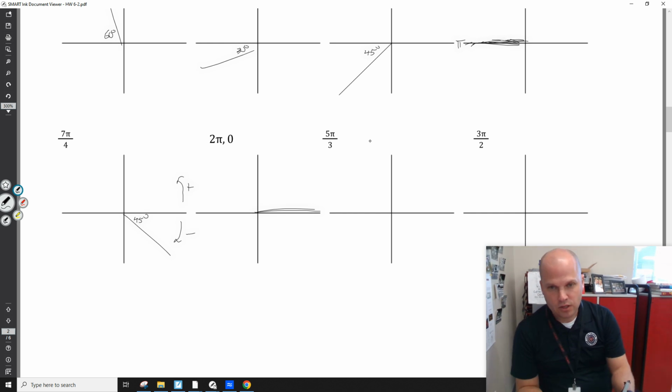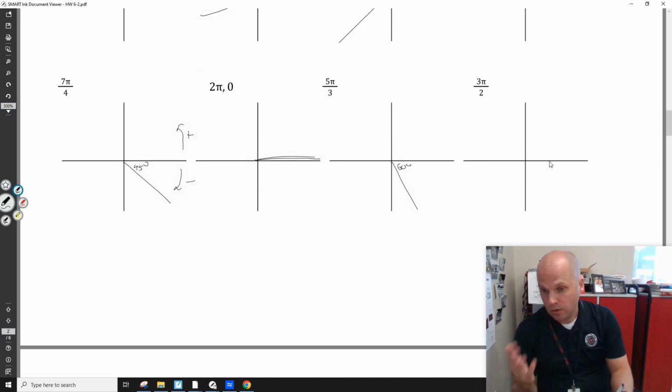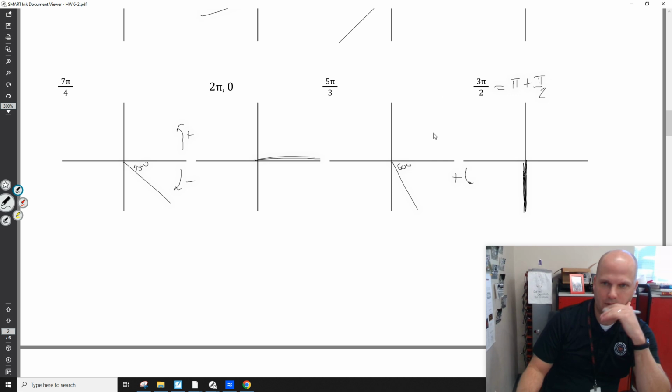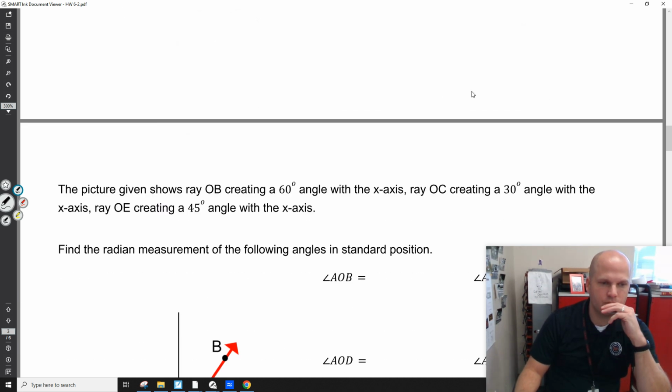5 pi over 3: 6 pi over 3 minus pi over 3 puts me there, 60 degrees away from the x-axis. 3 pi over 2, this is one we haven't really talked about, but if this is pi, add pi over 2. Pi over 2 being 90 degrees, adding pi over 2 puts me smack down here at 270 degrees. This is one we haven't really seen.